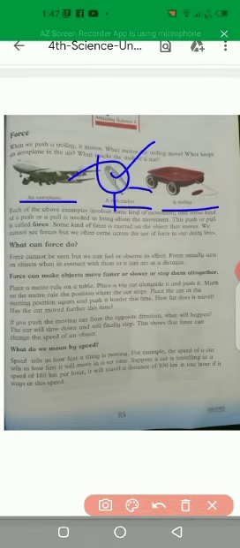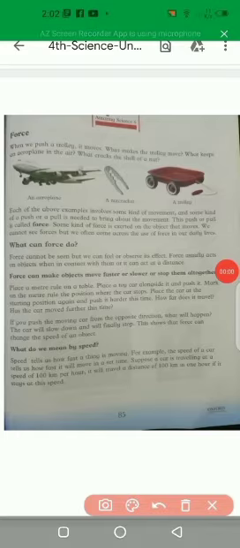So we can say that when we apply force, work is done. What can force do? We cannot see force, but we can feel or observe its effect. Force usually acts on objects when in contact with them, or it can act at some distance. So we can say that work is done. Force is used to do some work. Force can make objects move faster, slower, and stop them altogether.